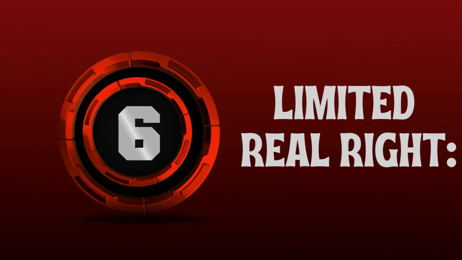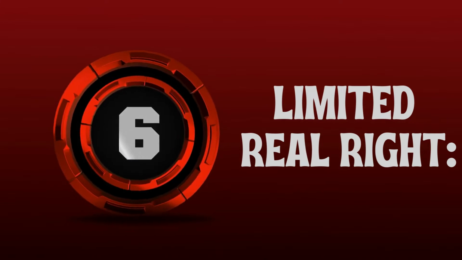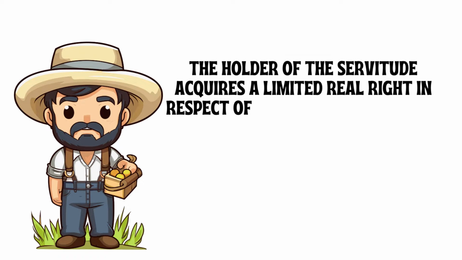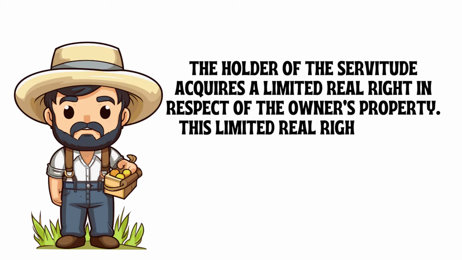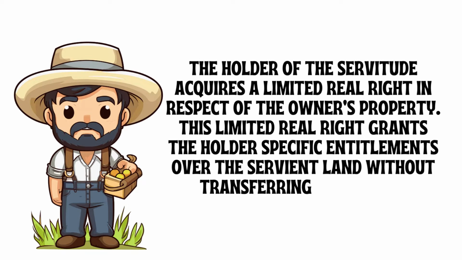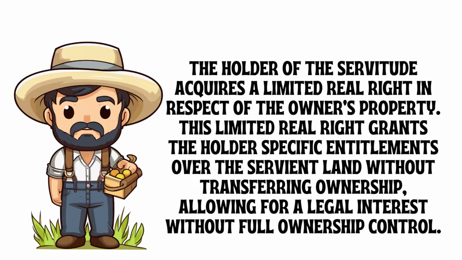6. Limited real right. The holder of the servitude acquires a limited real right in respect of the owner's property. This limited real right grants the holder specific entitlements over the servient land without transferring ownership, allowing for a legal interest without full ownership control. These characteristics define the nature and limitations of servitudes, ensuring a balance between the rights of the servitude holder and the rights of the servient landowner.